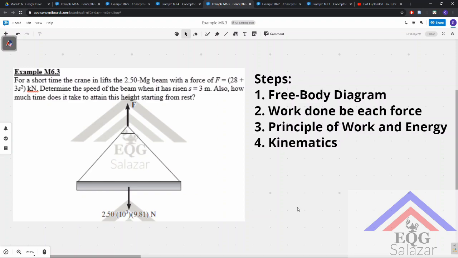So we have to draw out the free body diagram. In this figure, there are only two forces, namely the variable force that changes with respect to the displacement s. As it goes higher, the force goes higher as well. And then we have the weight, which is 2.5 megagrams. A megagram is 1,000 kilograms, so that is 2.5 times 10 to the 3 times 9.81 newtons. That is mg.